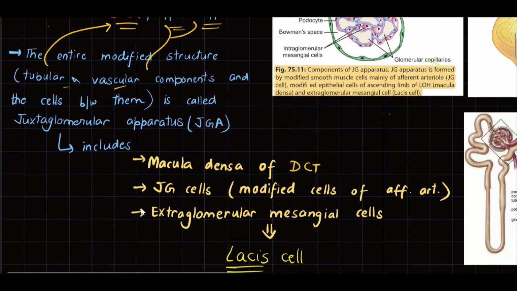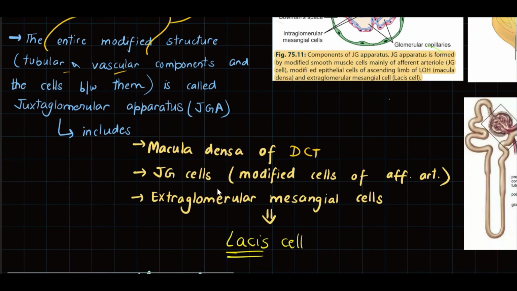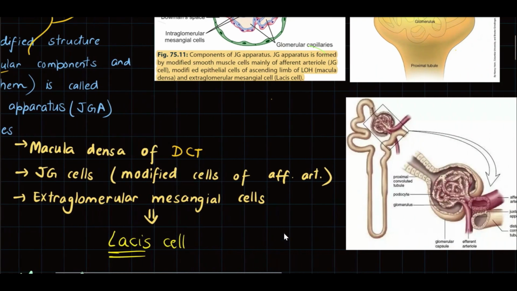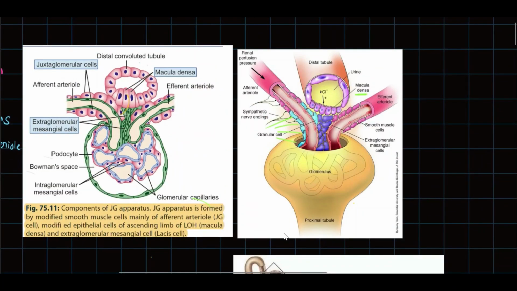So the JGA includes macula densa of DCT, JG cells which are modified cells of afferent arteriole and extraglomerular mesangial cells जो हमारे cells between them वाला component है, which is also called Lacis cells. So let's see these in the diagram. ये JG apparatus का diagram है. This is taken from G.K. Pal. So in the DCT we have macula densa. In the afferent arteriole we have JG cells, and the cells between them are the extraglomerular mesangial cells.